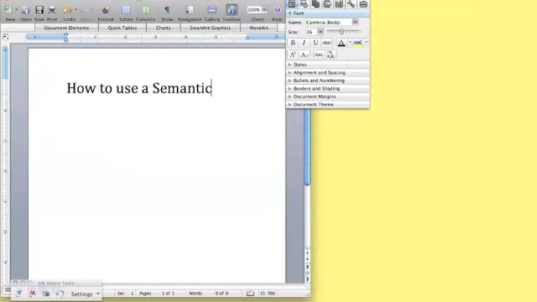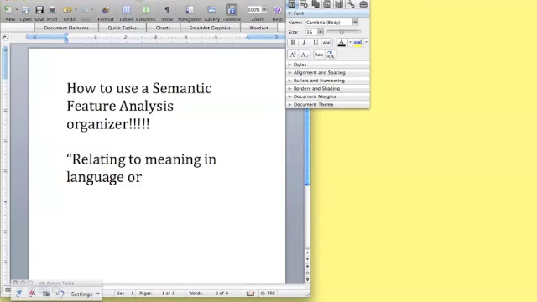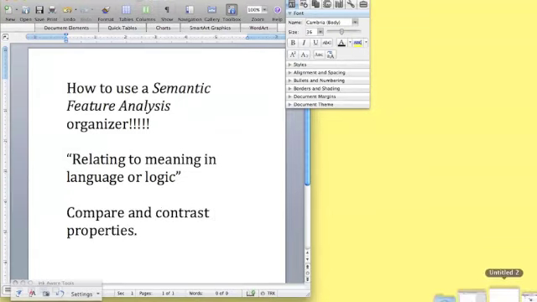Okay, I'm going to show you how to use a semantic feature analysis organizer. And you're probably wondering what that even is. Well, semantic means relating to meaning and language or logic. So basically, we're going to analyze features that relate to each other. Or in other words, we're going to compare and contrast properties.